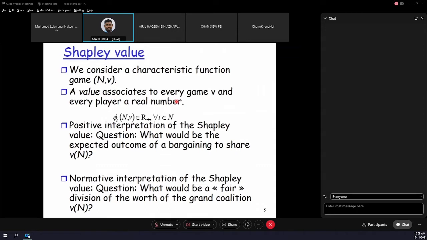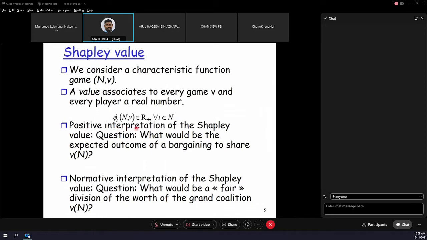It means we need to have a real number for each player. That's why it's always theta I and V, equivalent to a subset of R positive. Always a positive real number. You cannot get a complex number for every I which is equivalent to N.